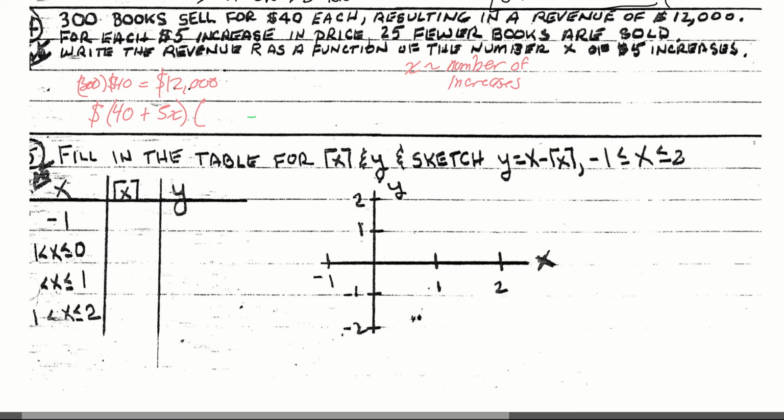Which would result in, so again, 300 is our starting price, or starting books that we sold. So that would result in 25 fewer per $5 increase, and that would equal our R for revenue.